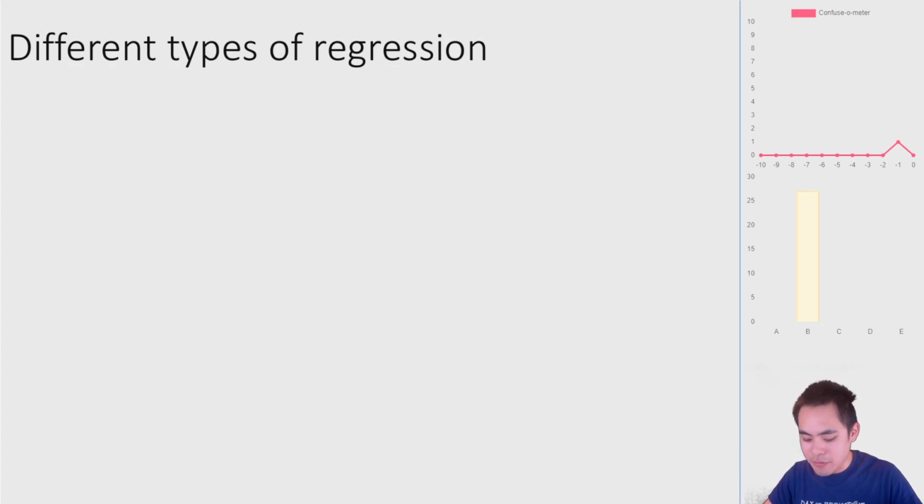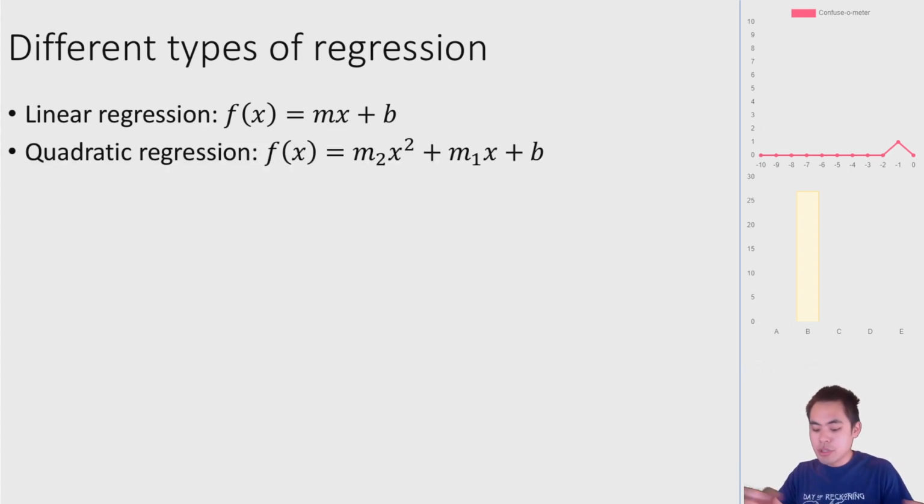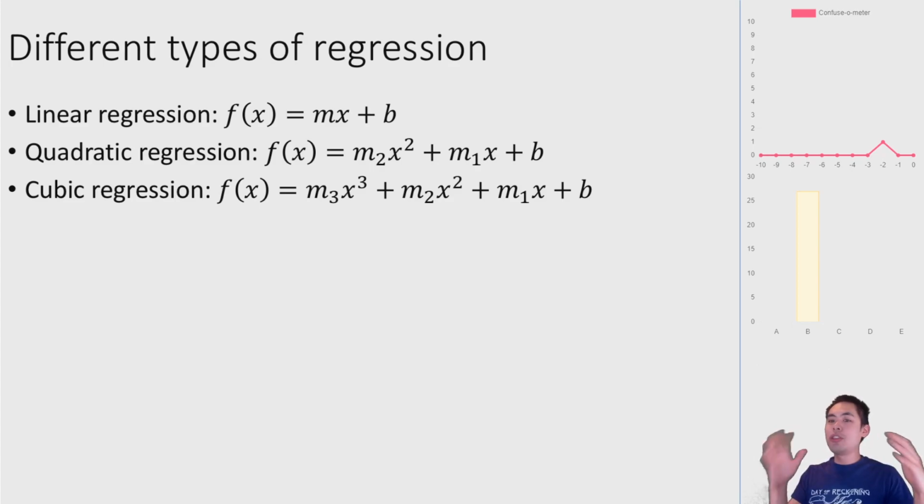But I'm going to go ahead and call these different types of regression. So we have a linear regression, so just f of x is equal to mx plus b. We have quadratic regression, so f of x is equal to m2 x squared plus m1 x plus b. So here we're trying to come up with a quadratic function: some constant times x squared plus some constant times x plus some other constant. You can have cubic regression, where f of x is equal to m3 x cubed plus m2 x squared plus m1 x plus b. So these are all just guessing different shapes of your model, and then you're trying to fit the best parameters.